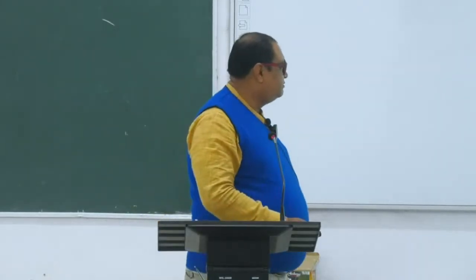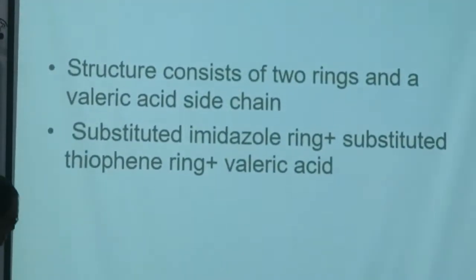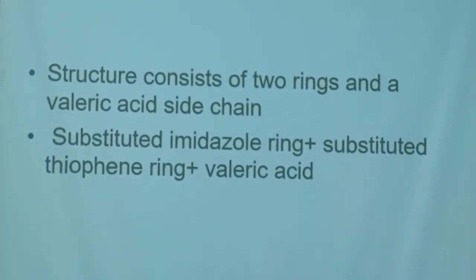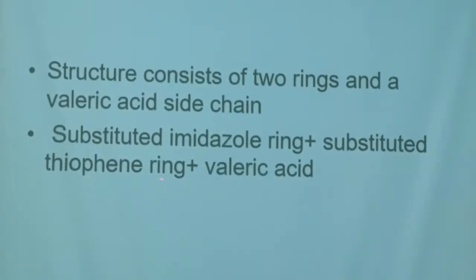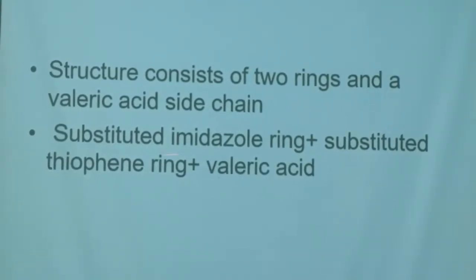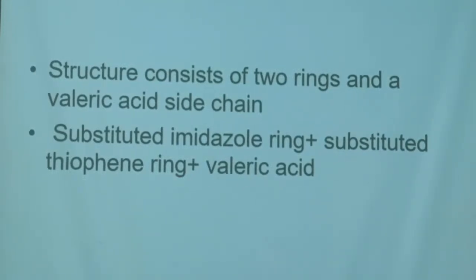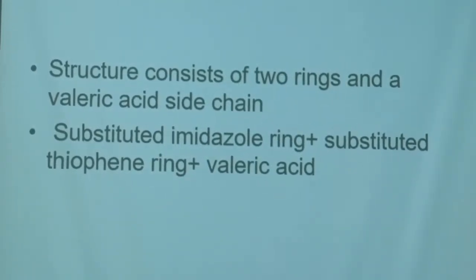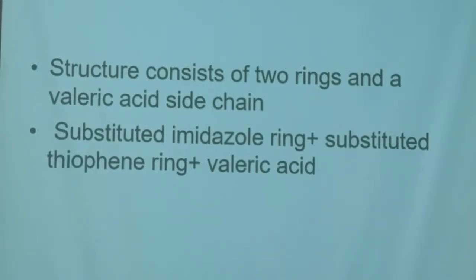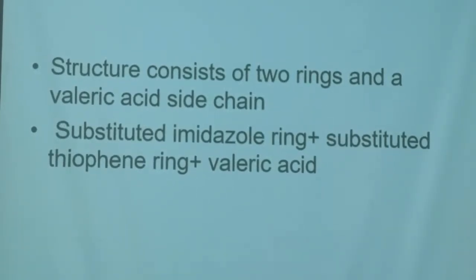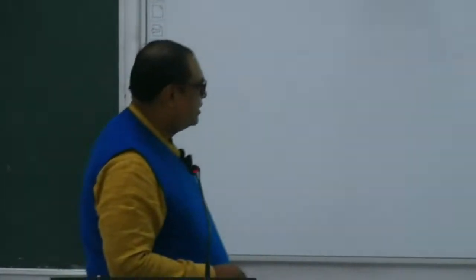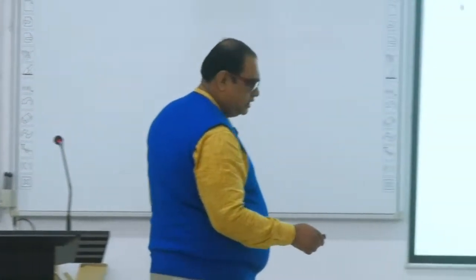Biotin, also known as vitamin B7. Its structure consists of two rings, a fused structure of an imidazole ring and one thiophene ring, plus one valeric acid. Valeric acid means how many carbons? Very easy to remember. See, what does this look like? Roman 5. So V for 5 carbon compound, so a 5 carbon organic acid.